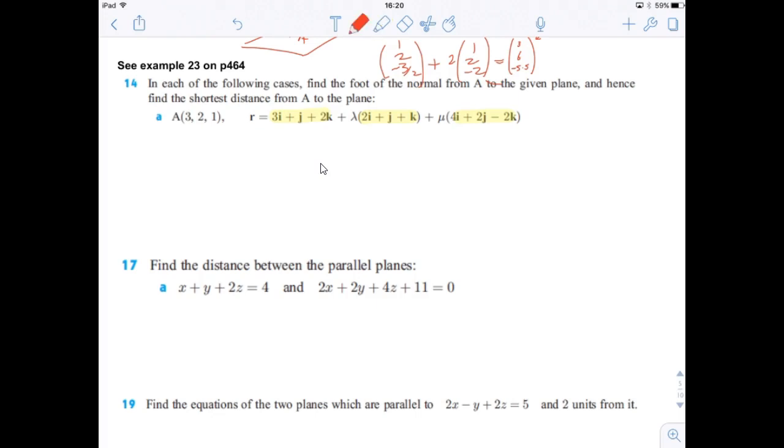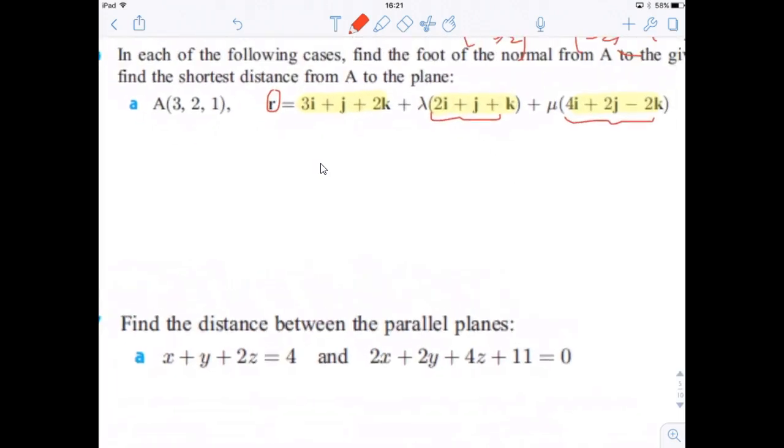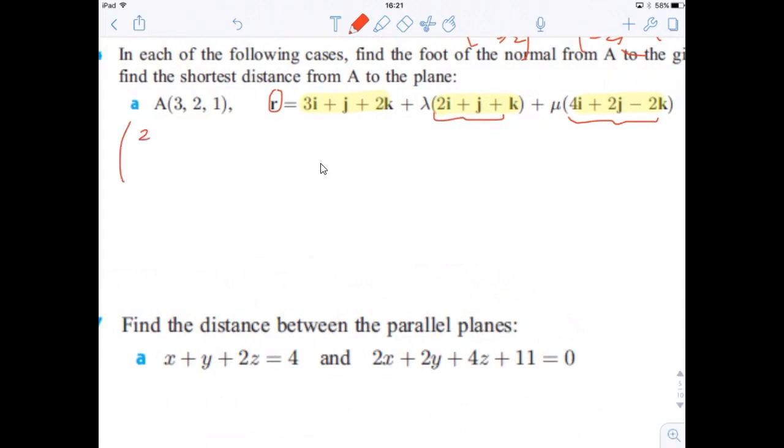And the first thing we'd like to do is find the normal to this plane. So what we're going to do is take this vector and this vector, which define the direction or orientation of the plane, and cross product them together. If we do that, then we'll have the normal to the plane, which is something we're going to need.